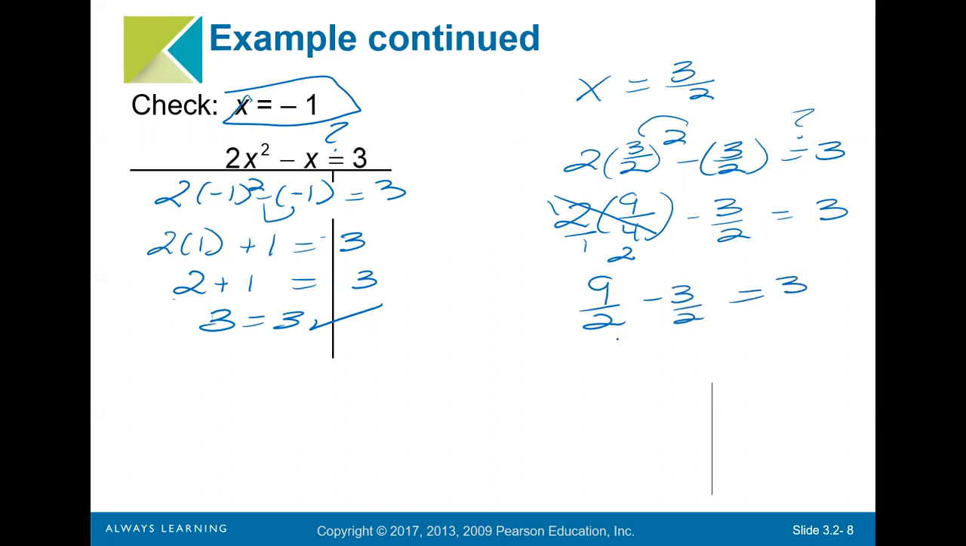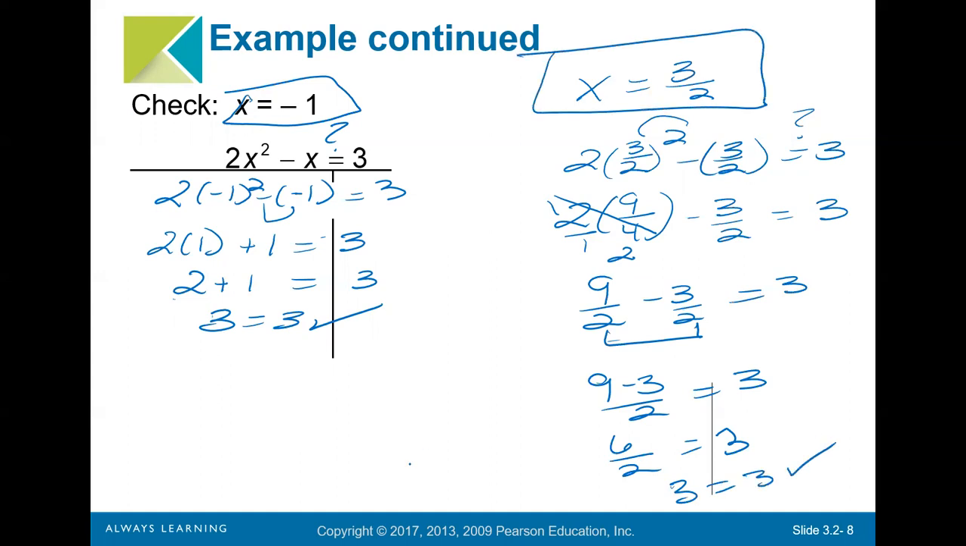And whenever we subtract fractions, the denominators have to be the same. And in this case, they are. So I got 9 minus 3 over 2. 9 minus 3 is 6. 6 divided by 2 is 3. Perfect. This is also a true solution.